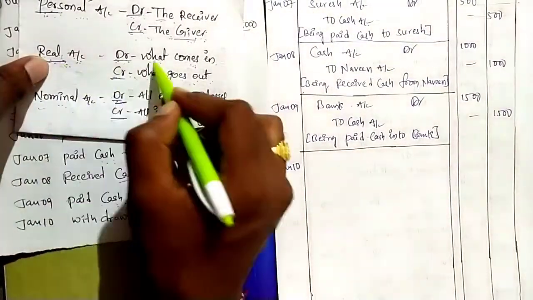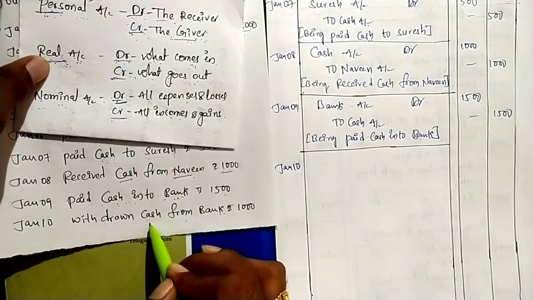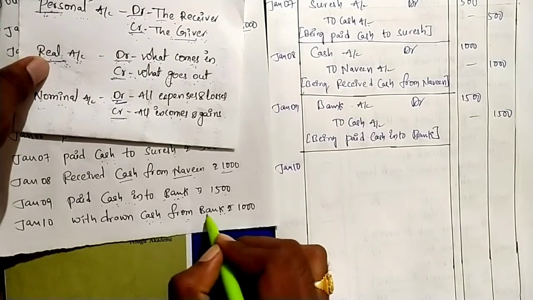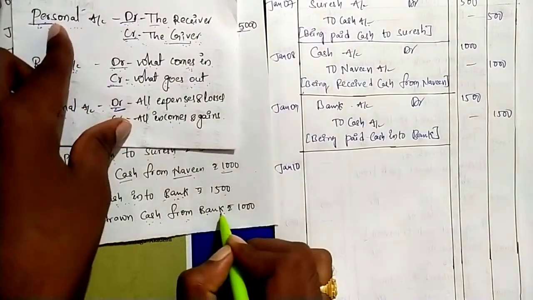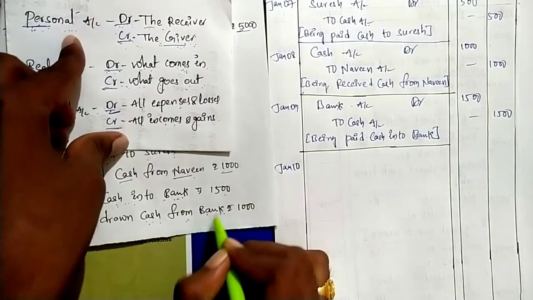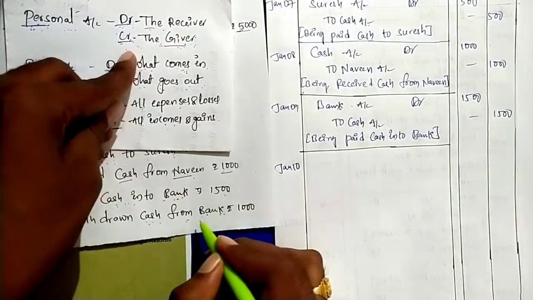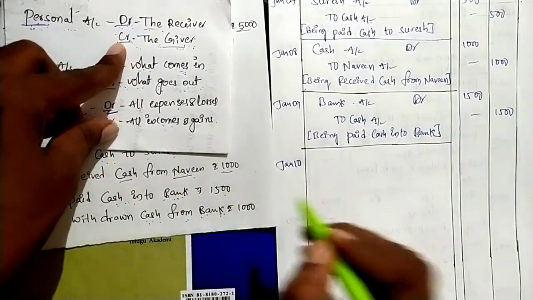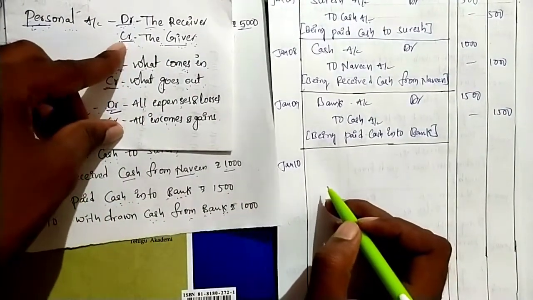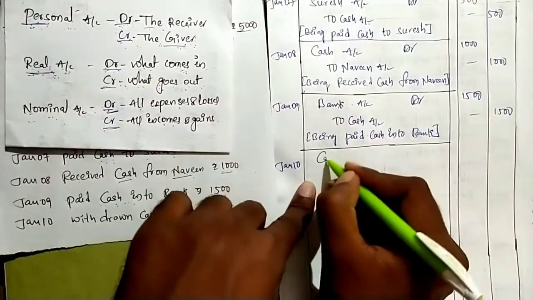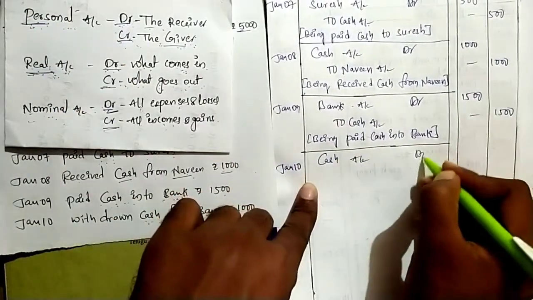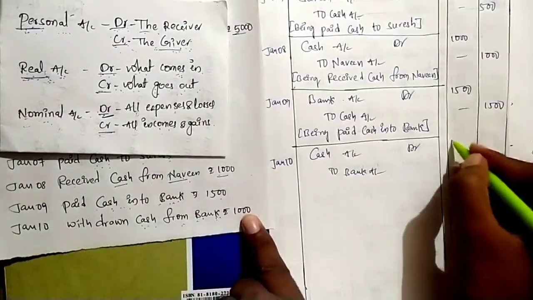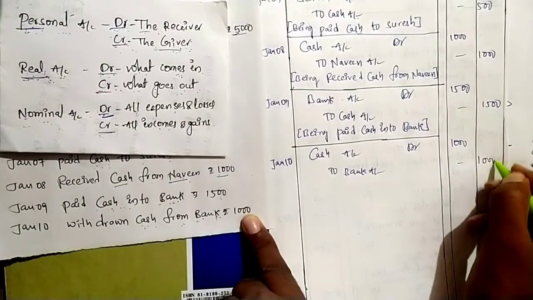Cash is an asset, so what comes in? Cash comes into the business, so cash account is to be debited. It's clear. Who is giving that cash? Bank. Bank is a personal account, so bank is a person, so we have to follow the rule of personal account. So debit the receiver, credit the giver. Who is giving? Bank, right? So automatically bank account is to be credited because bank is a giver. See this, cash account debtor to bank account. How much? 1000 rupees.